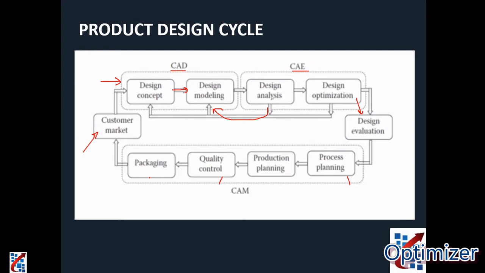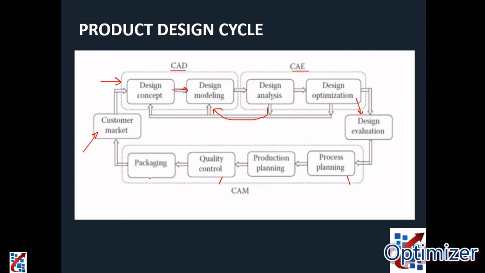It starts from customer need to CAD model formation, after that virtually analyzing the body or part, after that design evaluation, process planning, in which you list down the different processes required to manufacture it, production planning, and with the help of quality control you test the quality, and then packaging and dispatching. So this is the total industrial design cycle or product design cycle, we can say.